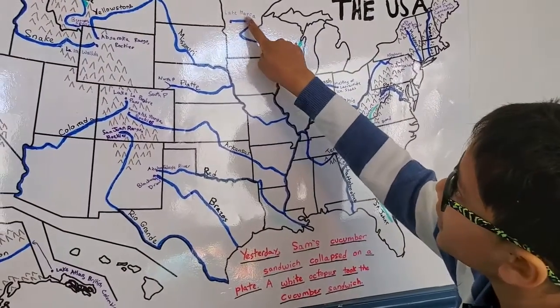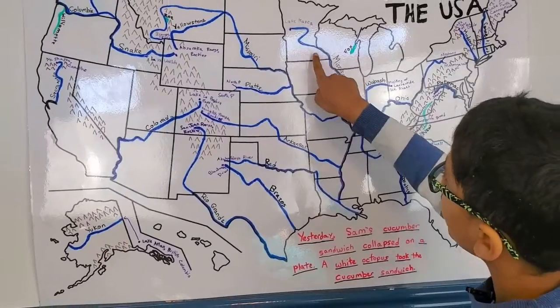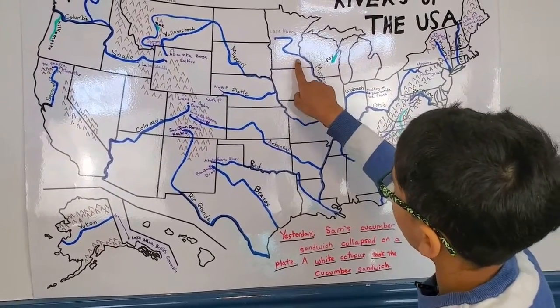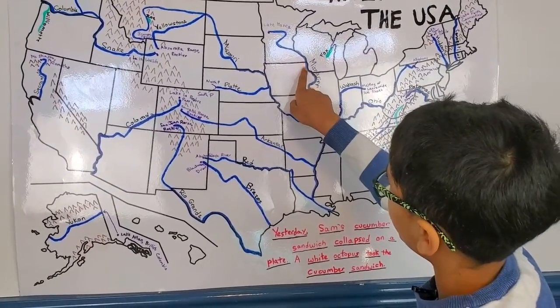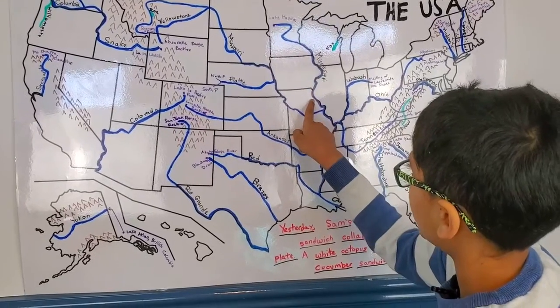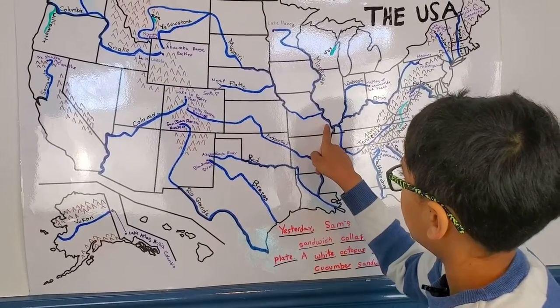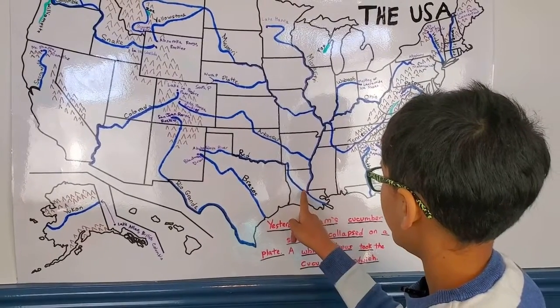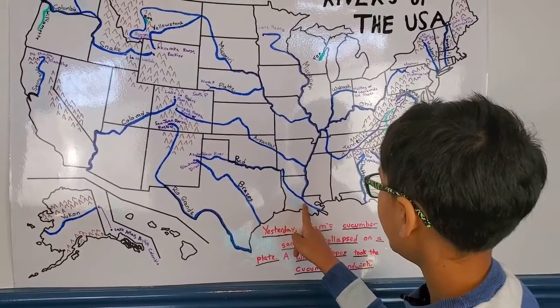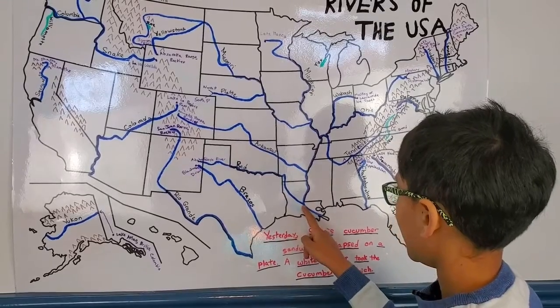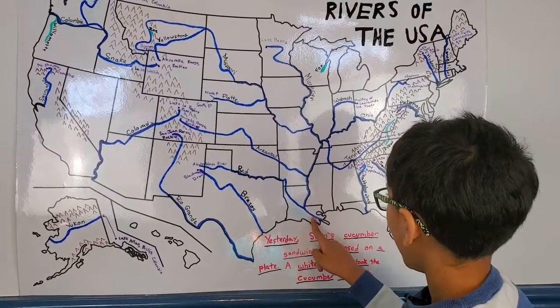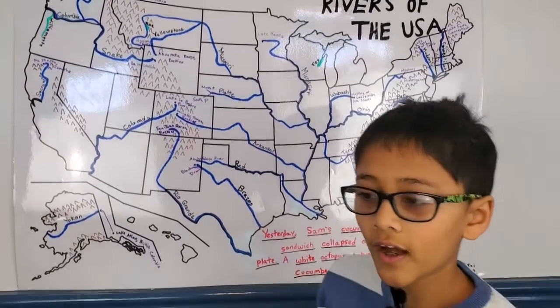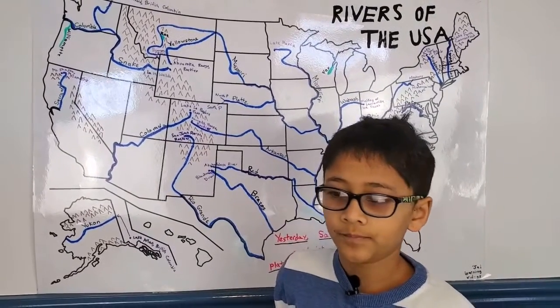Then it flows through Minnesota and forms a natural border of Minnesota, natural border of Iowa, natural border of Missouri, natural border of Arkansas, natural border of Louisiana, and then it flows through Louisiana and into the Gulf of Mexico.